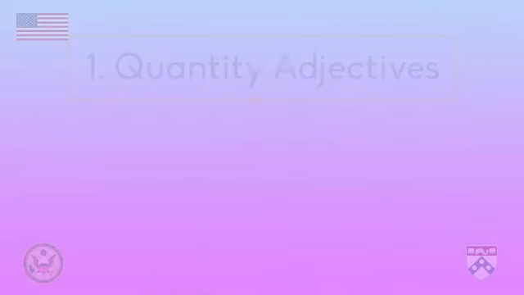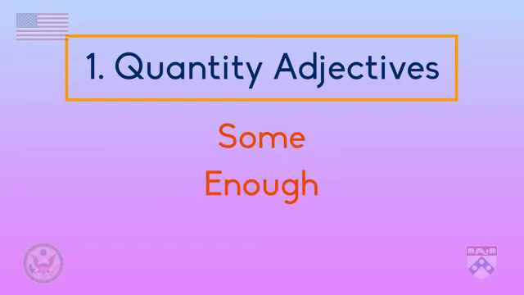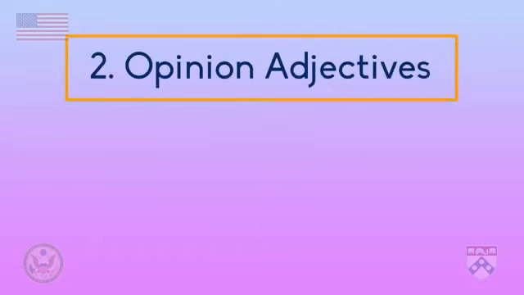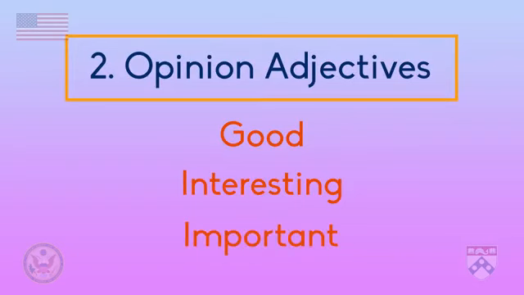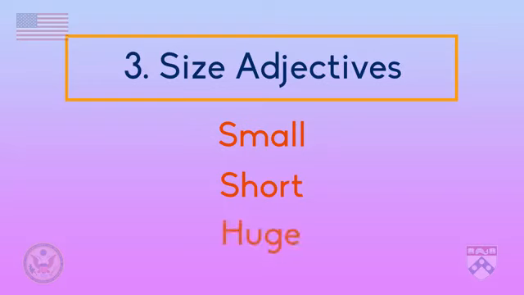First comes quantity adjectives. Quantity adjectives describe an amount. Some examples of quantity adjectives include the words some, any, enough, very, 5, 10, and any number you can think of. Next are opinion adjectives. Opinion adjectives describe how you feel about something. Some examples include good, bad, interesting, delicious, important, and funny. Adjectives that describe size come next. Size adjectives include small, tiny, short, large, huge, and tall.